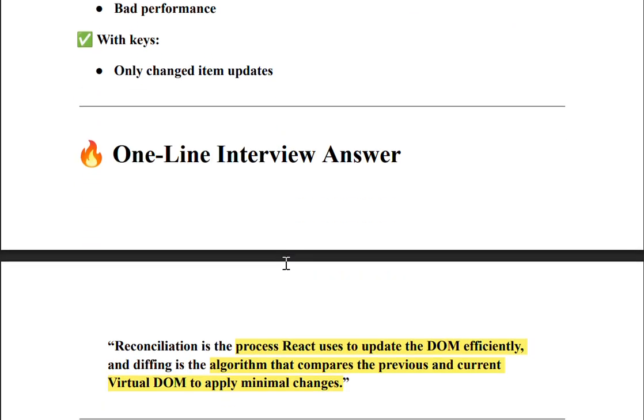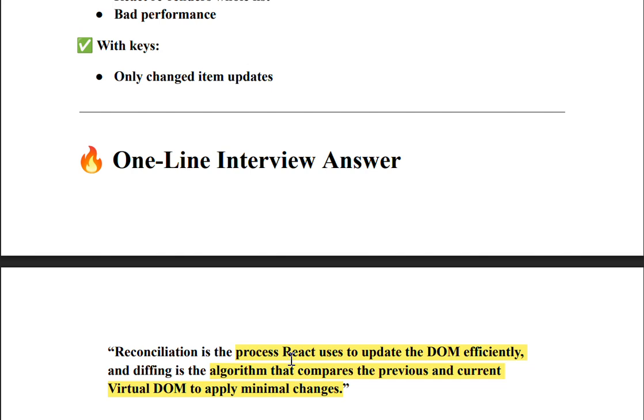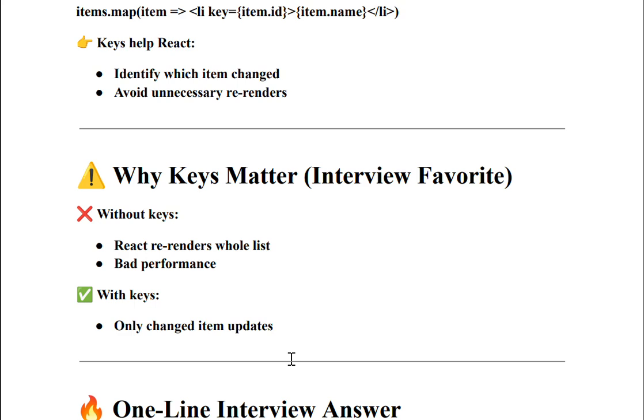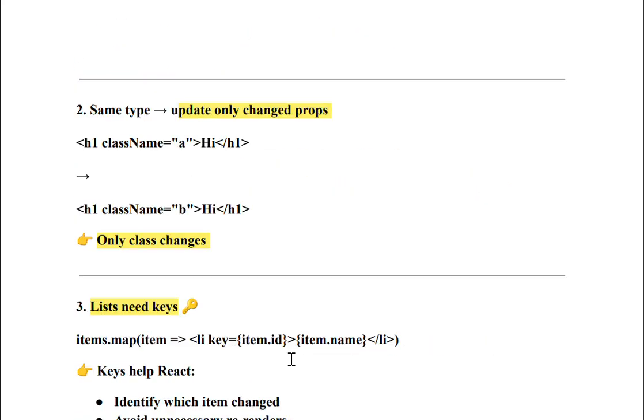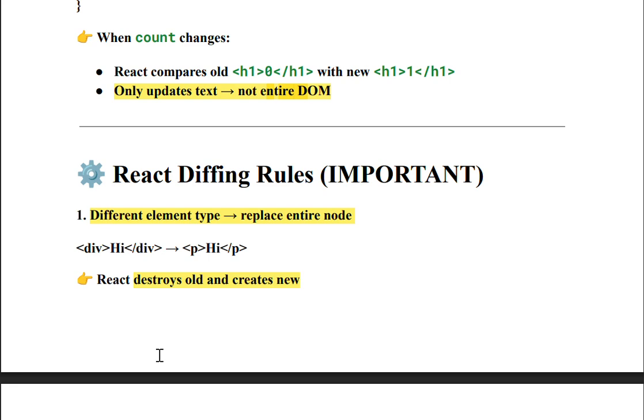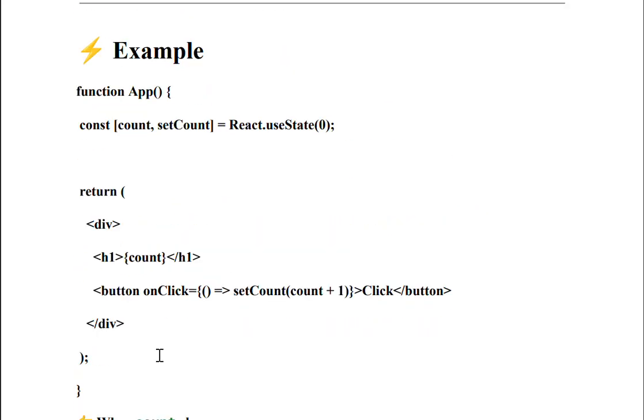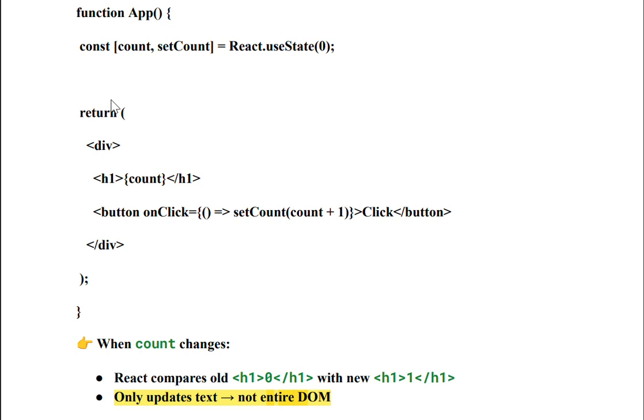So, for the one-line interview answer: reconciliation is the process React uses to update the DOM efficiently, and diffing is the algorithm that compares the previous and current virtual DOM to apply minimal changes. So you can give that answer, and you also have to give these rules. You can also give an example like this, so that they will think you have learnt a lot.